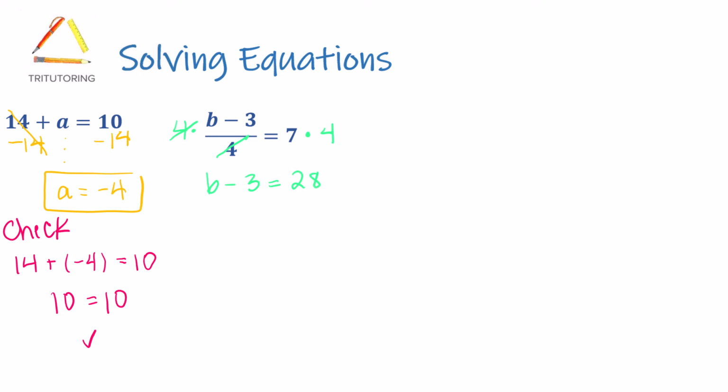Now to get b by itself, I want to get rid of that -3. So I am going to add 3 on both sides. -3 plus 3 cancels. So the only thing left here is b, and 28 plus 3 is 31. That's my final answer for b.